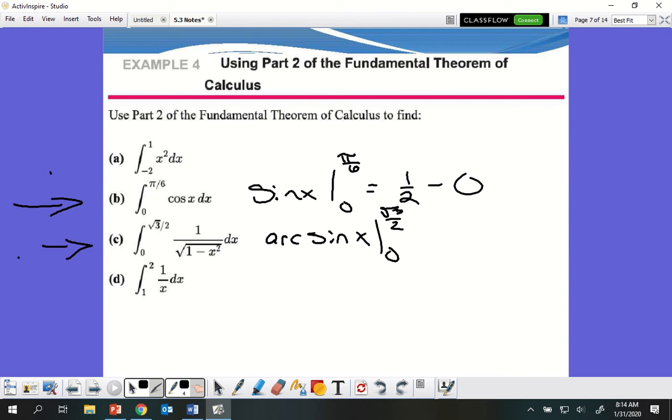So think about a mental picture. I'm talking about sine. Where is sine going to be root 3 over 2? Pi over 3, right? So I'm going to have pi over 3. We're normally only dealing with the first quadrant here anyway.